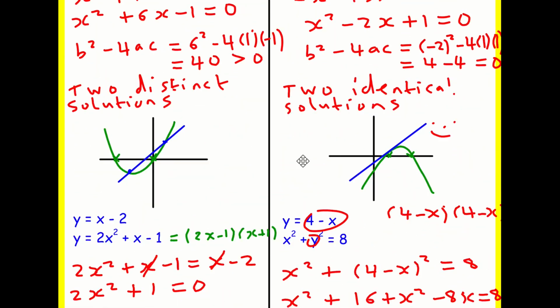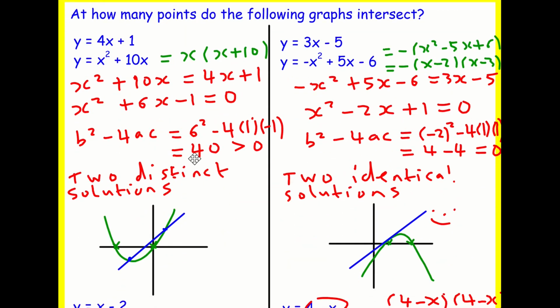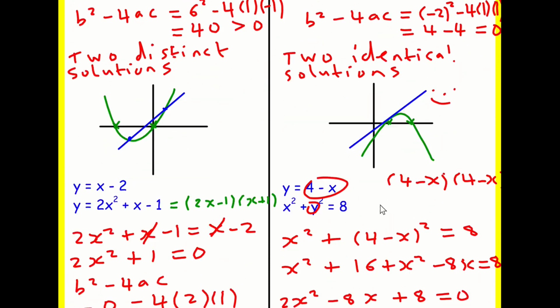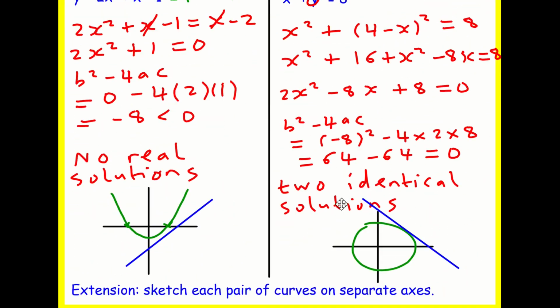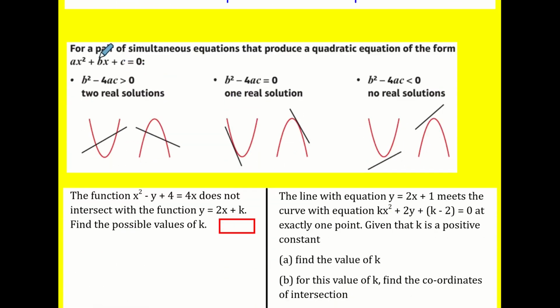Okay, good. This is the key bit of the lesson, really. Understanding how the discriminant affects the graphs. I do think showing the graphs helps you see what's happening as well. So overall, for a pair of simultaneous equations that produce a quadratic equation of this form, if the discriminant is greater than 0, we get two real solutions. Either it looks like this or like this, depending if it's a happy or a sad quadratic.